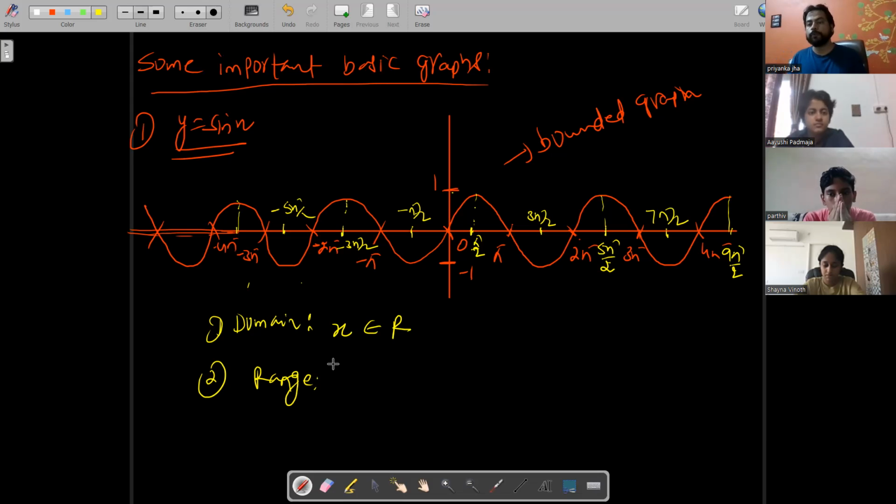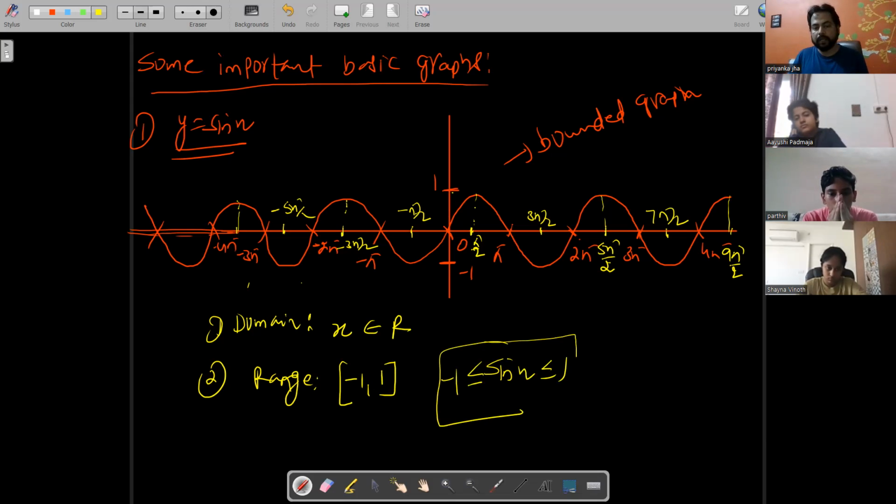Range. Range means output. What value you get. So sin x takes maximum value as 1 and minimum value is -1. So the range is -1 to 1, including -1 and +1. Sin x cannot go beyond these limits. So the maximum value of sin x is 1 and the minimum value is -1.